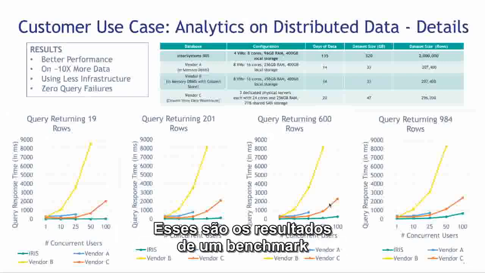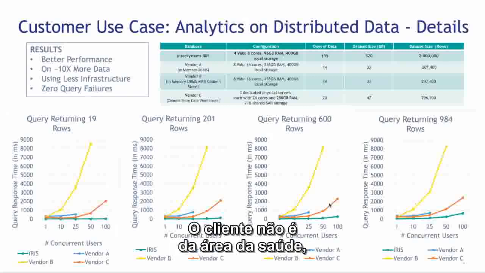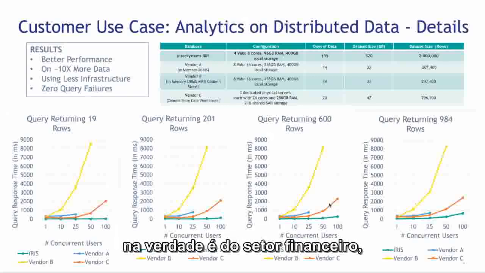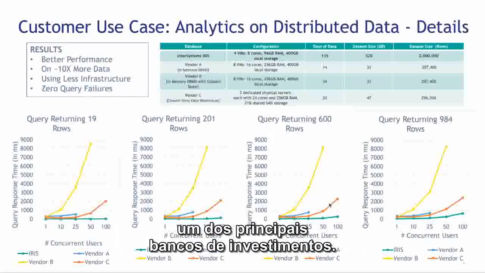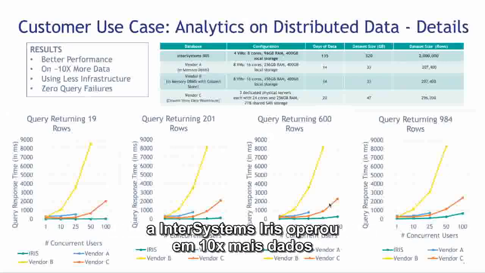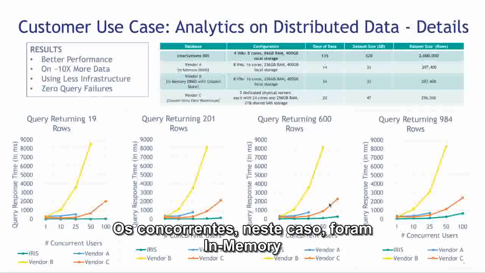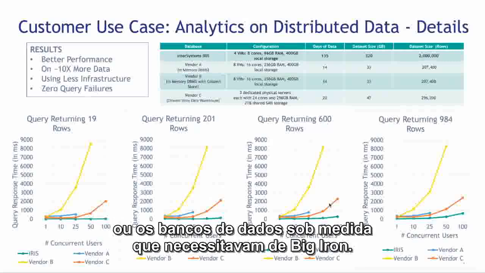These are the results of a benchmark that was run by a third party. The customer is not a healthcare customer. It's actually one of the leading investment banks. As you can see from the graph and from the tabulated data, InterSystems Iris operated on 10 times more data than our competition. And the competition in this case was in-memory or custom columnar store databases requiring big iron.